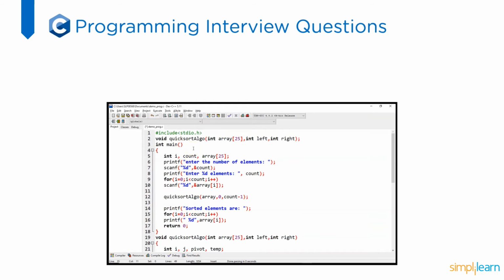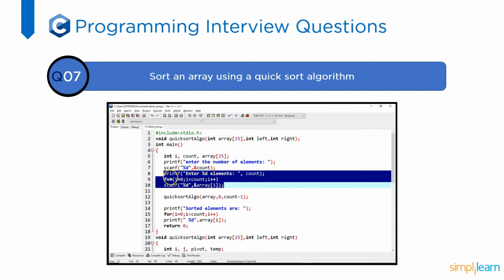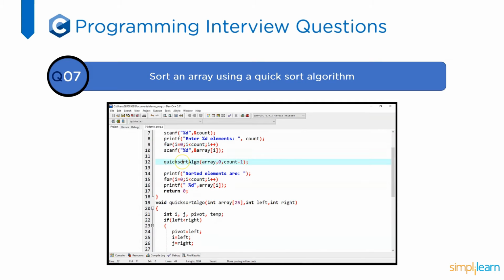The next question is: sort an array using a quicksort algorithm. As you can see on the screen, we have a quicksort algorithm function declared, where we have an array of size 25, and left and right variables. Coming to the main function, we have i, count and array. Using the printf function, it will print "enter the number of elements". It will take the number of elements, that means suppose you want to sort 5 elements, it will take that number and then take the elements one by one using this for loop. Then it will call the quicksort algorithm.